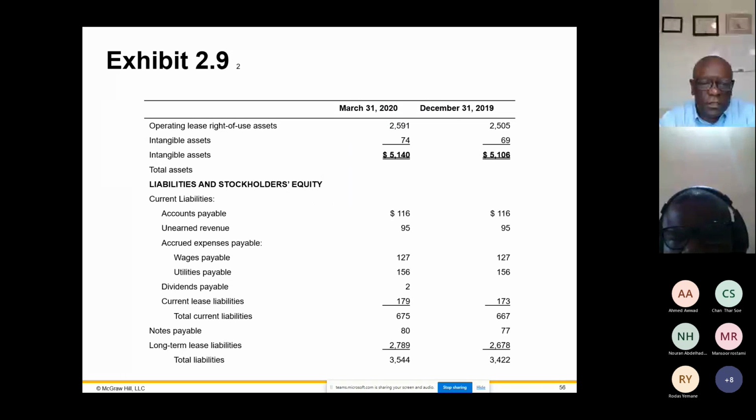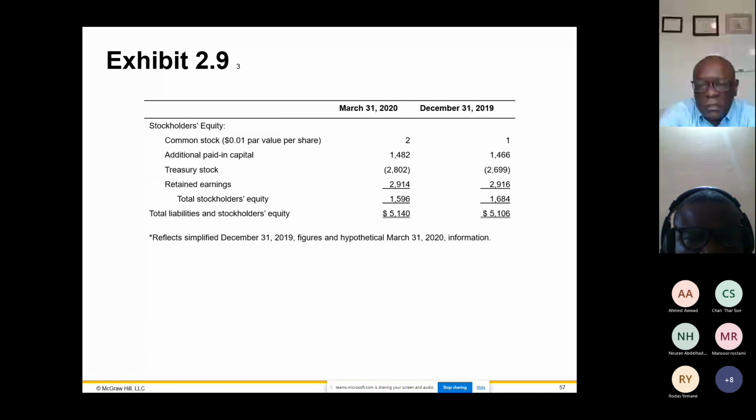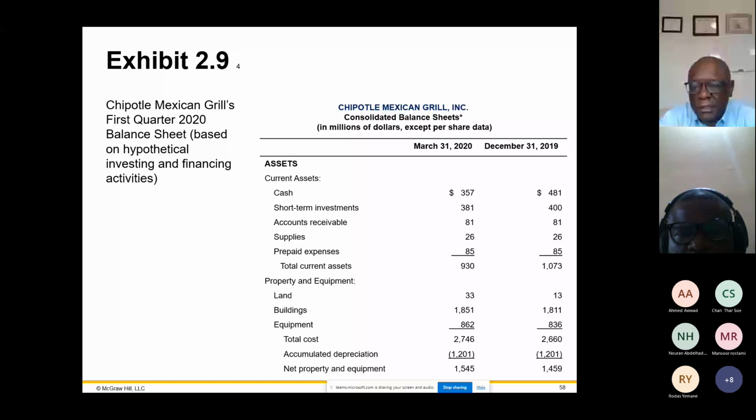Okay, this is still the liability side also. You can see the asset has balanced for 2020. We have 5,140 for total asset. Also here on 2019, we have 5,106. So we are able to compare the two balance sheets and see what is going on. Now we look at the liability and stockholders' equity side. You can see too, the same balances have appeared. So everything is balanced. So that is the consolidated balance sheet of the company for 2020 and 2019.